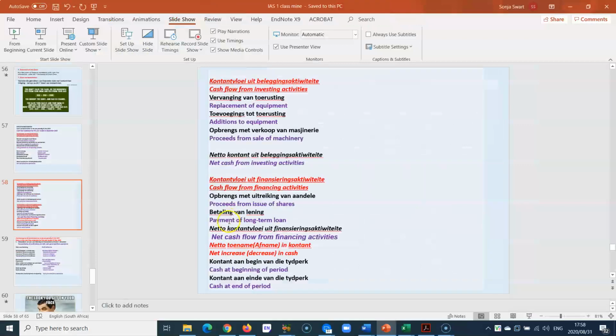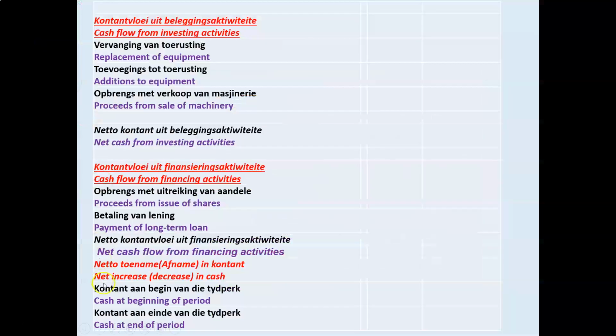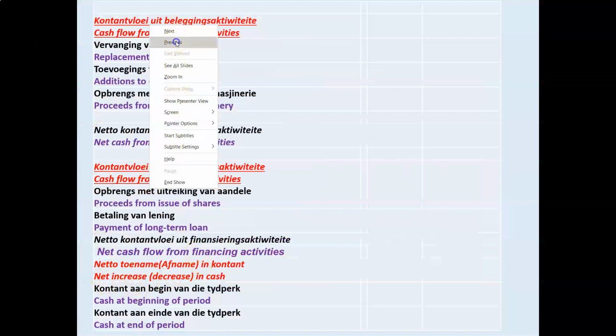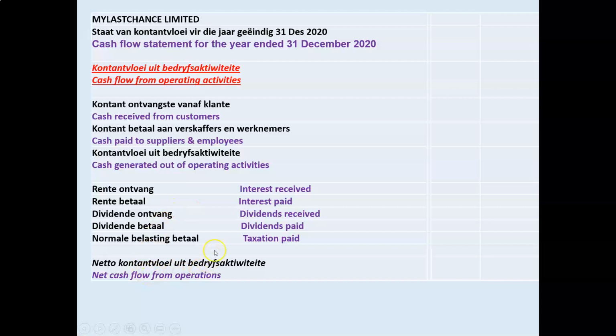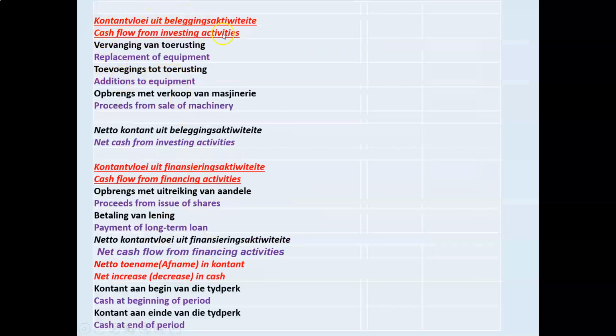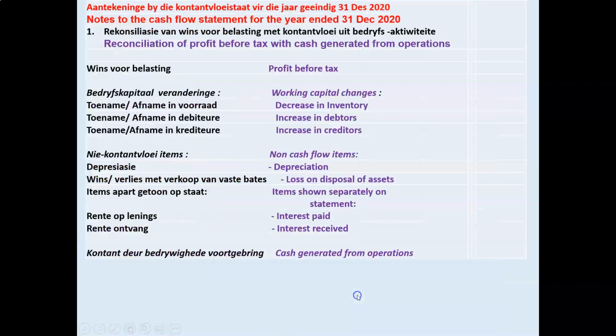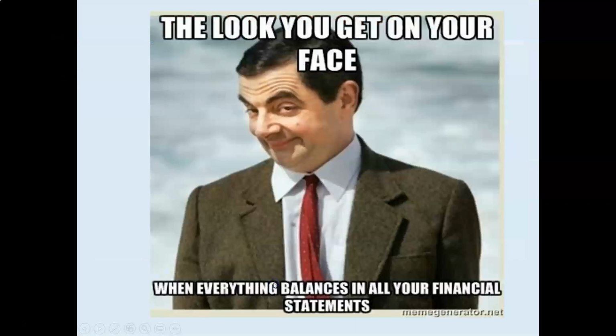Now, what is wonderful about the cash flow statement is that our cash flow from operations plus our cash flow from investing activities plus our cash flow from financing activities equals our net increase or decrease in cash and cash equivalents. That must be cash and cash equivalents. So a cash flow statement must always balance. It has a reconciliation note, which I'm not going to go into great depth on now.